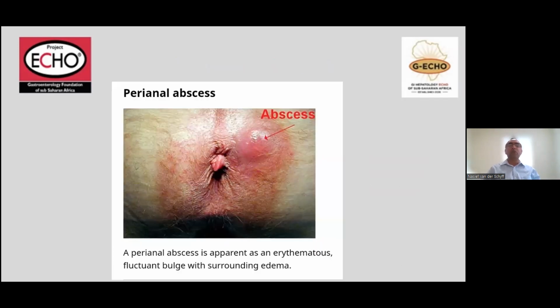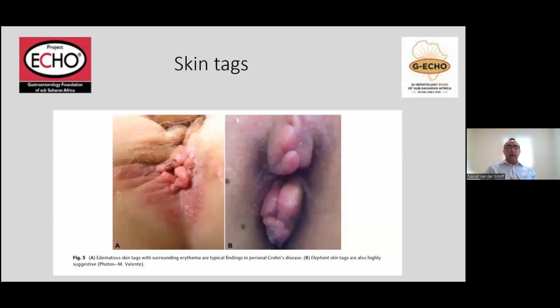So I'm going to show you a few pictures that we typically see in the IBD clinic. Here's a picture of a perianal abscess that appears as an erythematous swelling with surrounding erythema. And importantly, in patients with perianal Crohn's disease, there's a higher incidence of skin tags. And skin tags have a very close correlation with future development of perianal disease.